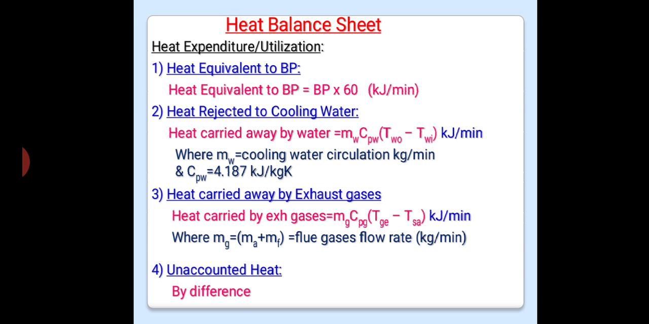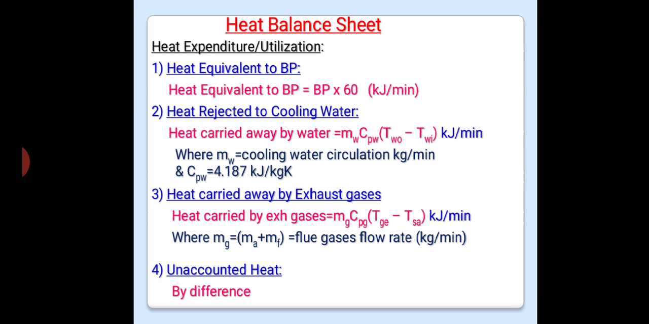Now, heat carried away by the exhaust gases. We can see over here TWO is the temperature of cooling water outlet, and TWI is the temperature of cooling water inlet. Heat carried away by exhaust gases we can calculate as mg into cpg into (tge minus tsa).